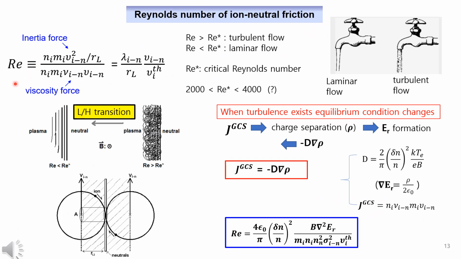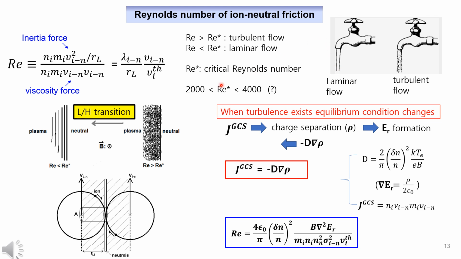Now we can talk about how turbulence is generated and suppressed. This is the Reynolds number, which is the ratio of inertia force to the viscosity force when there is friction. This number distinguishes turbulent or laminar flow. If this number is higher than a critical value, it will be turbulent. If it is lower, it will be laminar flow, like the flow of water from a faucet.